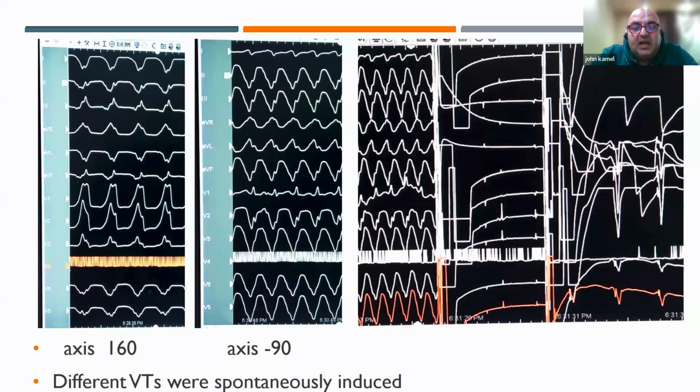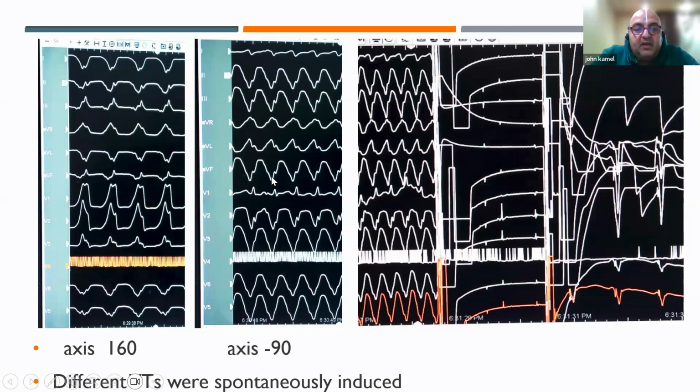We mapped the LV endocardium first, and while mapping, multiple arrhythmias were induced spontaneously or by catheter manipulation. As you can see, the first one has an odd axis. Again, it is right axis about 160 because aVR is positive and lead 3 is positive, lead 1 is negative, and again it is of apical to mid origin.